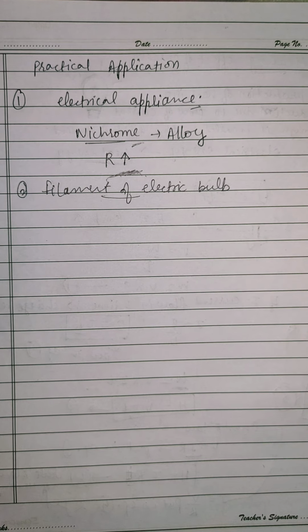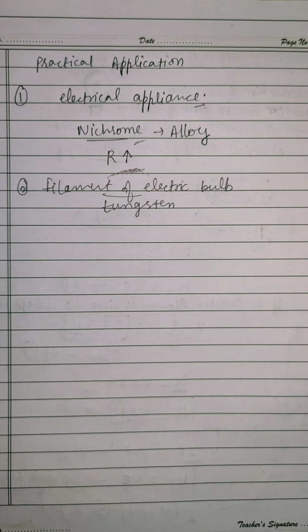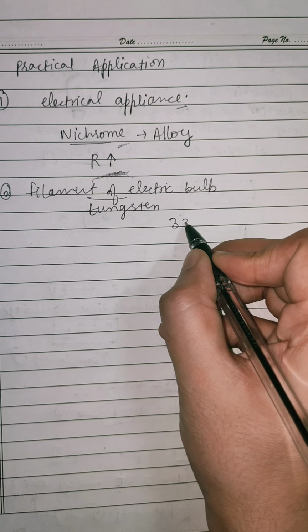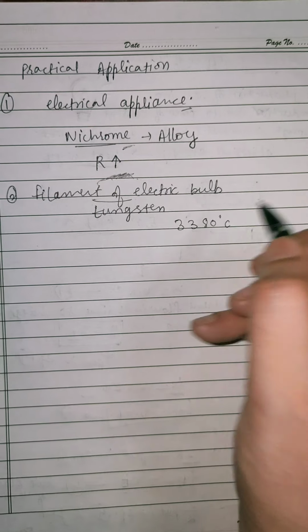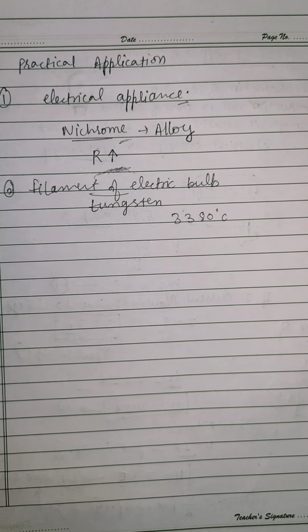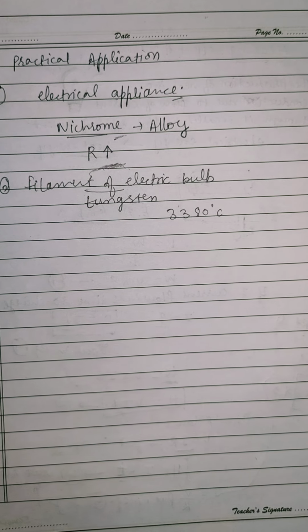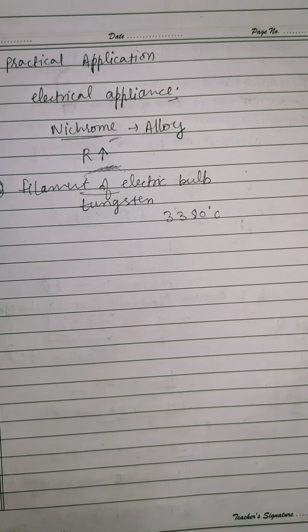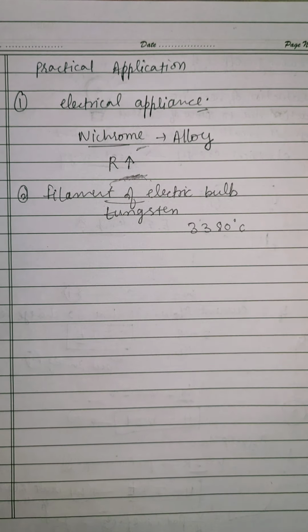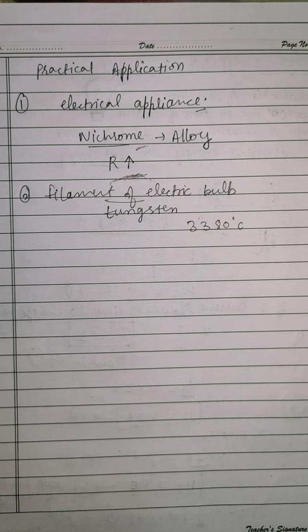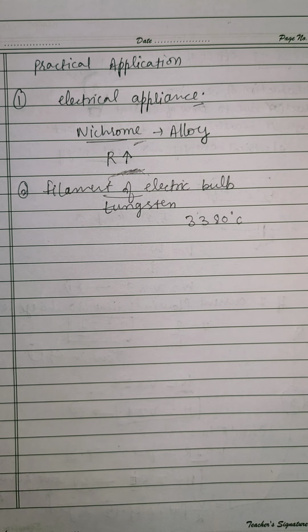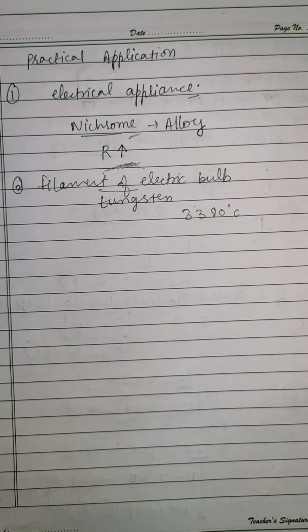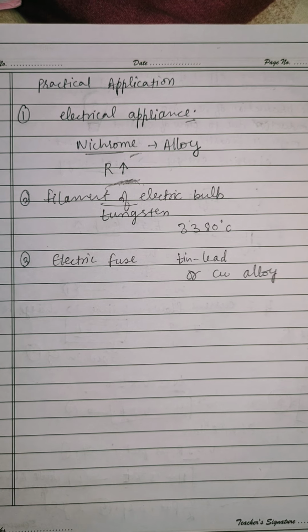Next, the filament of an electric bulb is made of tungsten. The melting point of the filament is very high, about 3380 degrees Celsius, and the bulb is filled with an inactive gas like nitrogen and argon, which increases the life of the tungsten filament. Now why do we not use active gases? If we use active gases, then they react with the energy and cause a blast.